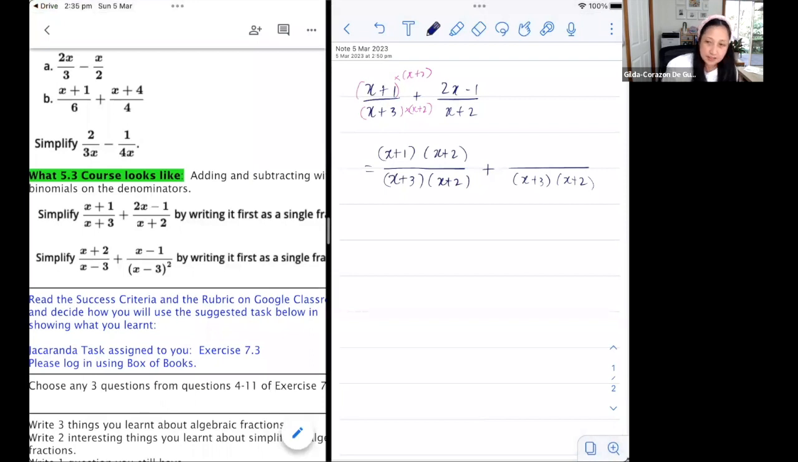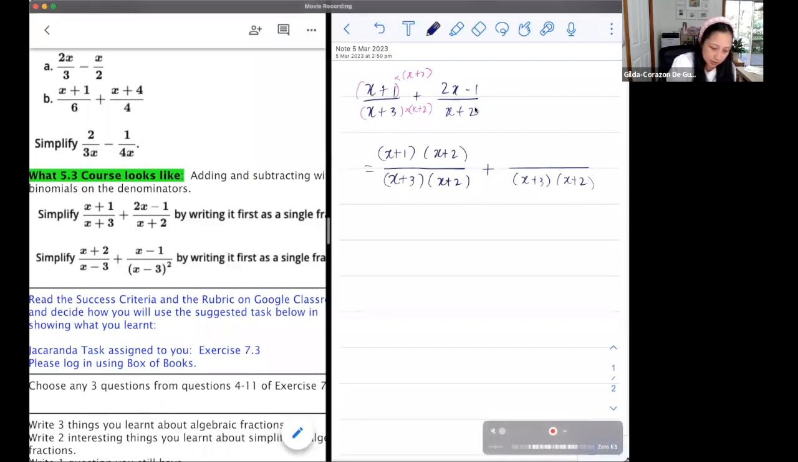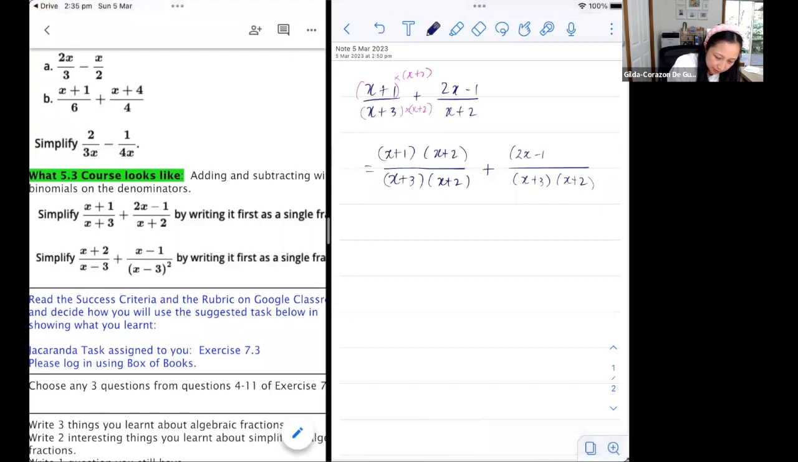Yeah, and then the same thing with the other one. What did we multiply to x plus 2 to get x plus 3 times x plus 2? It's the one missing here, which is x plus 3. So let's go and do that on top. We've got 2x minus 1, x plus 3.